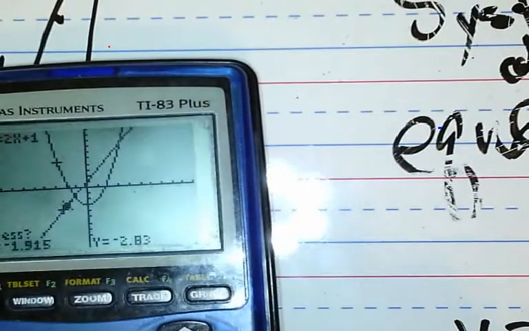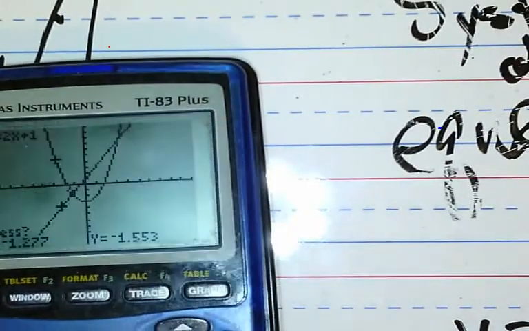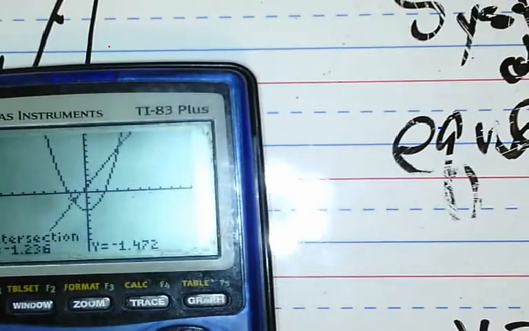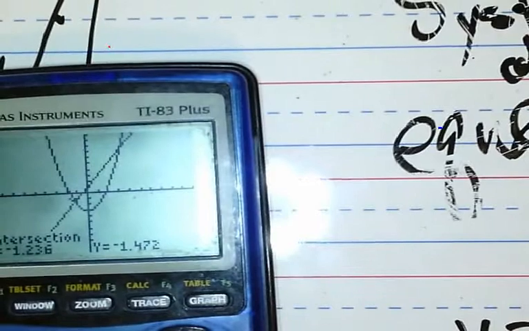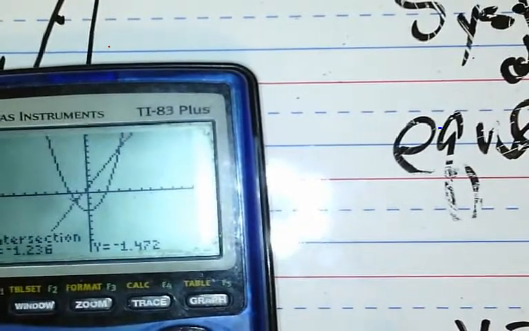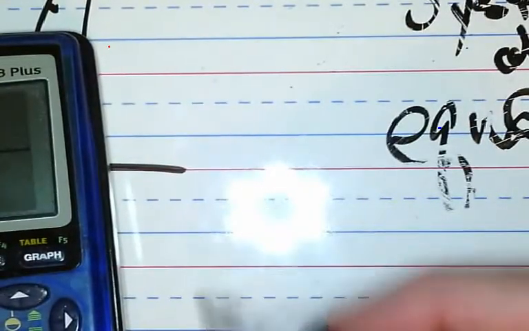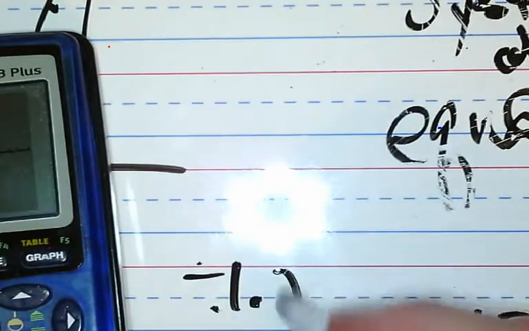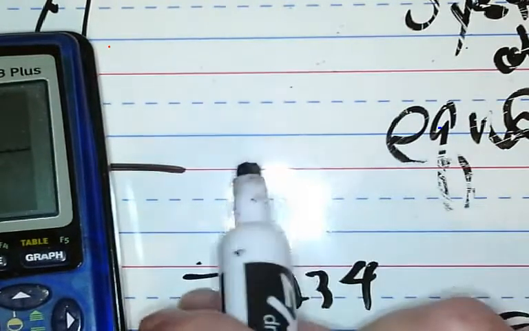And then you want to get right on top of the place that you want. This one says the answer is a nasty little decimal. What does that say? The first one is negative 1.234. You don't see that every day.